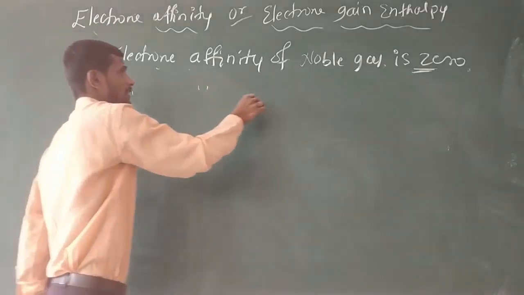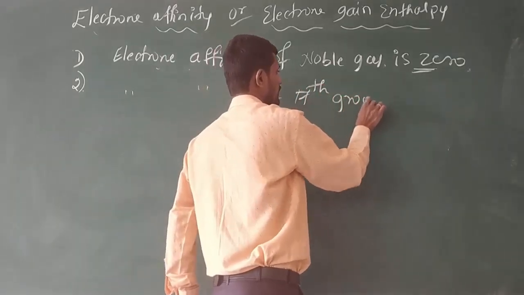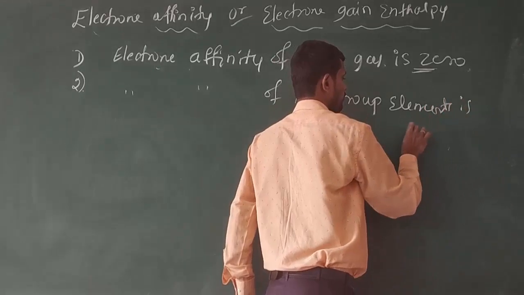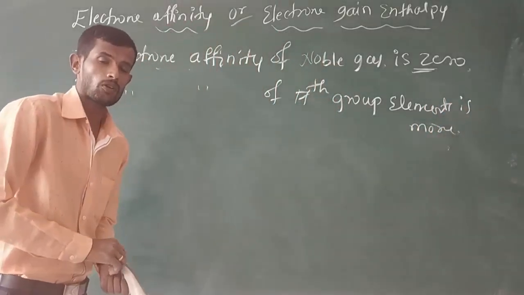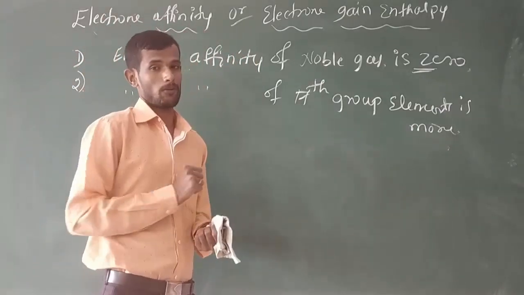Second point: electron affinity of 17th group elements is more. Why? Because to get the octet configuration, it requires only one electron.